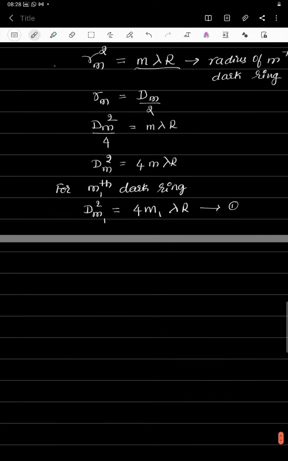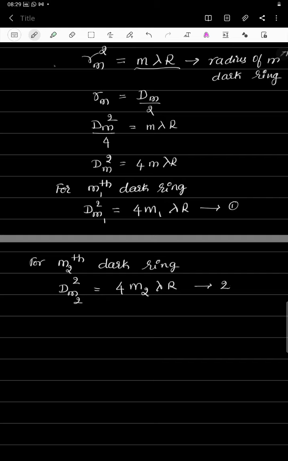Now for the second dark ring, I will denote that as the m2th dark ring. The above equation becomes dm2 square is equal to 4 m2 lambda into r. You call this equation 2.